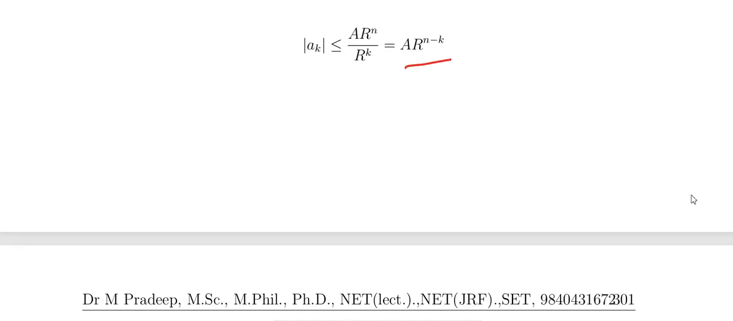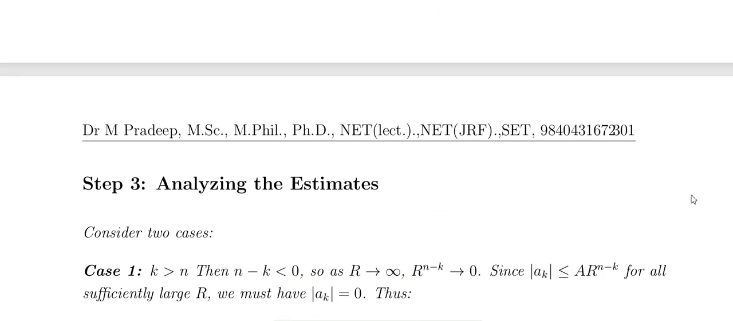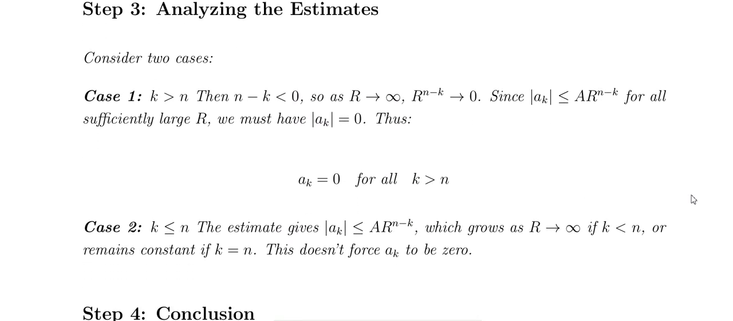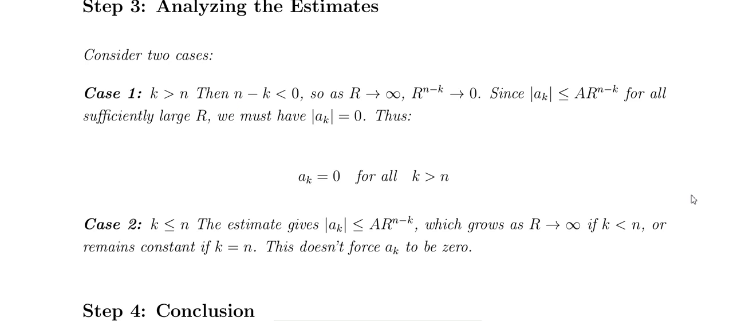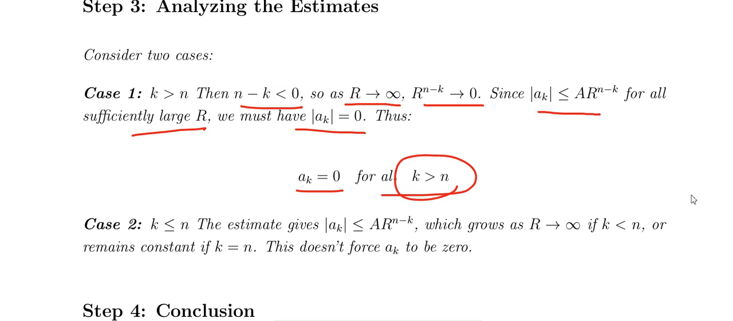Therefore, if k greater than n, then n minus k is less than 0. As r approaches infinity, r power n minus k approaches 0. So mod of ak is less than or equal to A r power n minus k for all sufficiently large r, that is mod of ak equals 0. Therefore ak equals 0 for k greater than n.